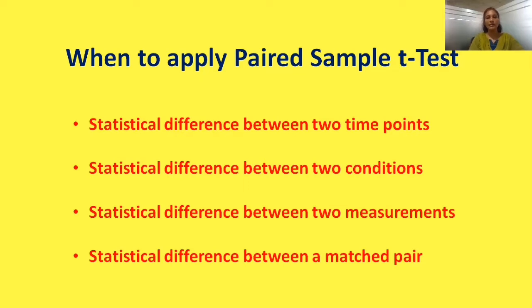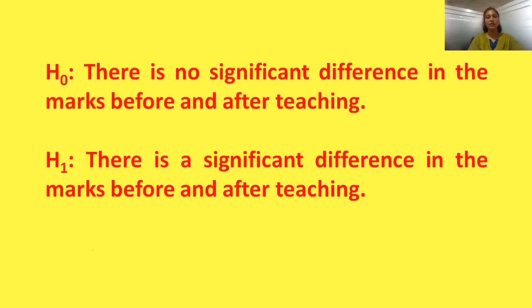So now we will see what can be the hypothesis for paired sample t-test. Suppose I want to know the difference in the performance of the students before teaching and after teaching. So I can make the hypothesis: there is no significant difference in the marks before teaching and after teaching. Alternatively, I can say there is a significant difference in the marks before teaching and after teaching.